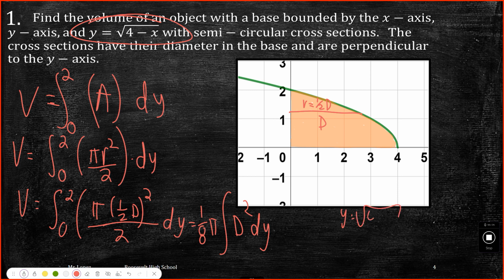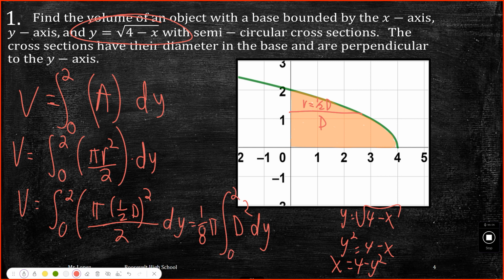Square root of 4 minus x. Square both sides, y squared equals 4 minus x. Move this over this way. X is going to equal 4 minus y squared. So we'll just take that, 4 minus y squared, and it's going from 0 to 2.